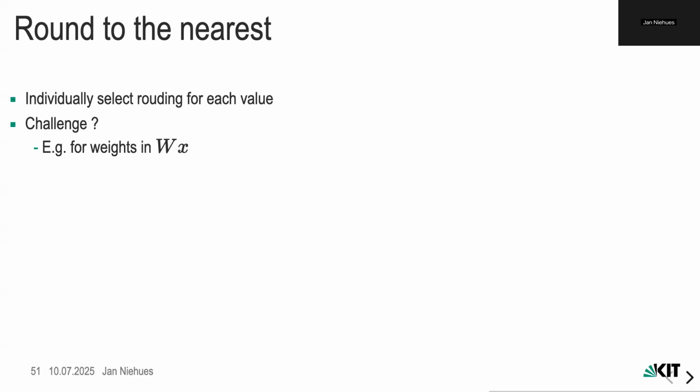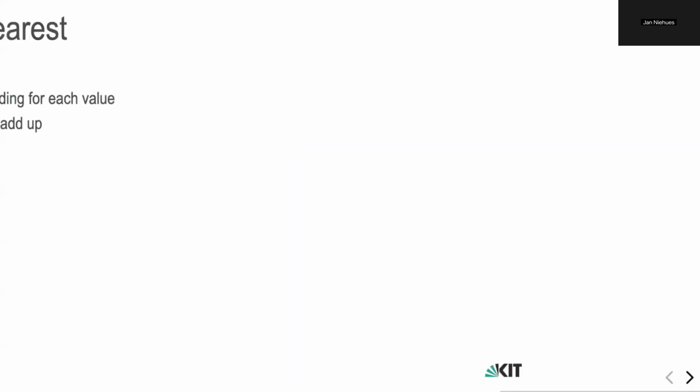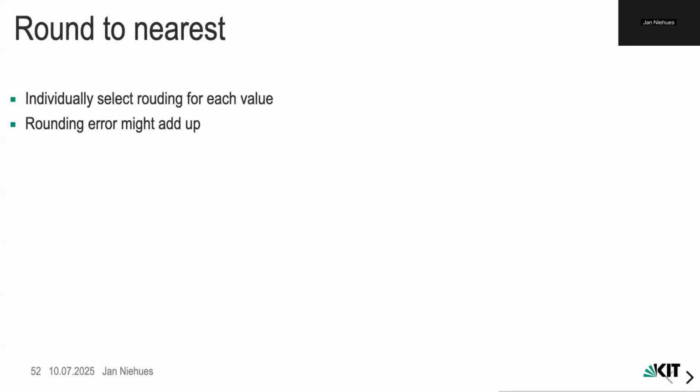The errors would accumulate if you do matrix multiplication, because you round first and then multiply. Yeah, the rounding error might add up. So you have the rounding error each time, and they might add up.